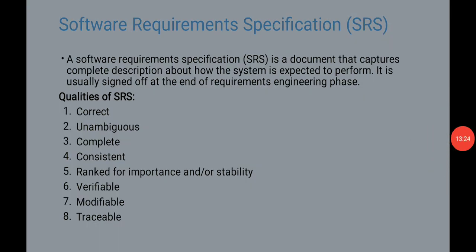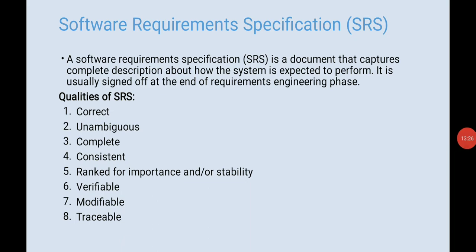Software requirement specifications, or SRS. A software requirement specification is a document that captures a complete description of how the system is expected to perform. Right. Whenever we started discussing SDLC models or anything, we were discussing that the requirement is very important. Requirement has to be correct. Requirement has to be specific.